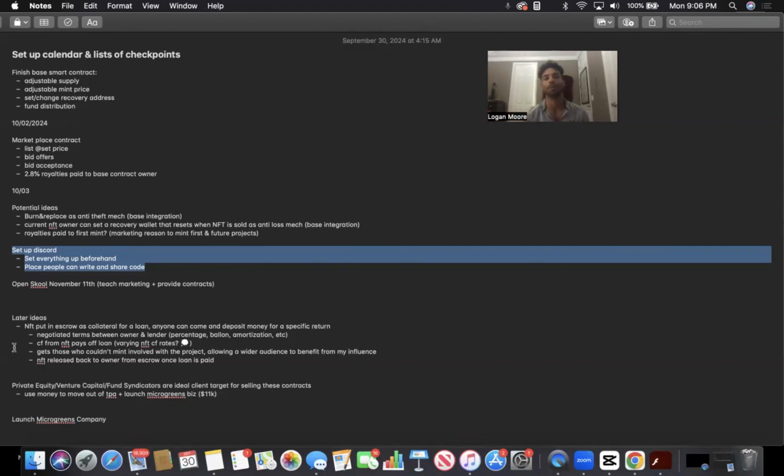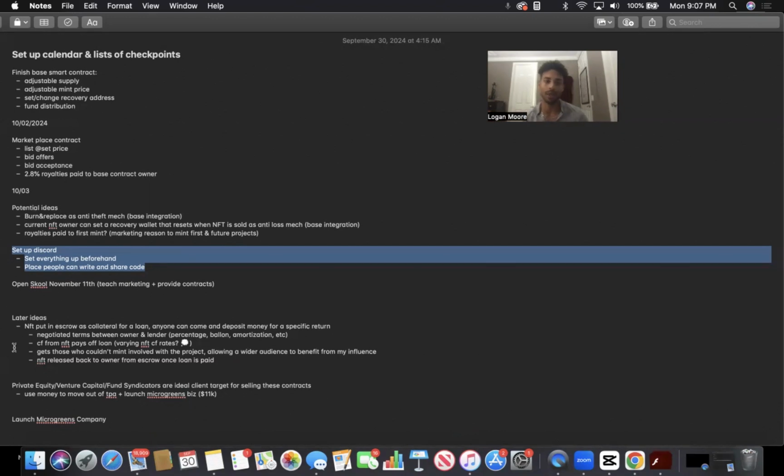Same concept. People will be able to take the NFTs from these projects and put them into a system that will hold it in escrow as collateral. And then somebody who is on the Ethereum network can come and say, hey, I saw that you put up one of your NFTs for a loan. What type of percentage returns are you offering?